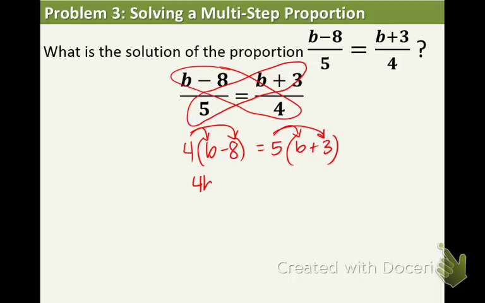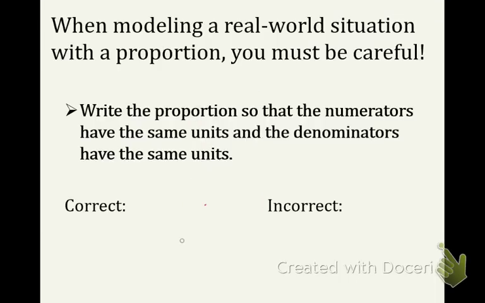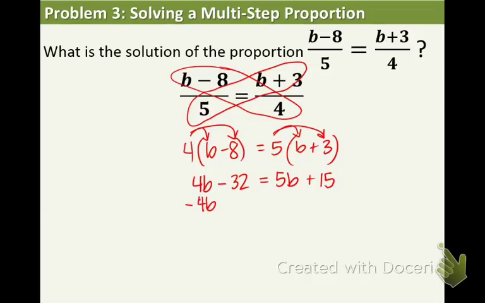So we have 4b minus 32. We just get that from 4 times 8. And we have on the other side 5b plus 15. Now you can see that we have like terms separated by the equals. So you could bring over the 5b to the other side, or in my opinion, I think it's easier to bring over the 4b because then we will have a positive number in front of the b.